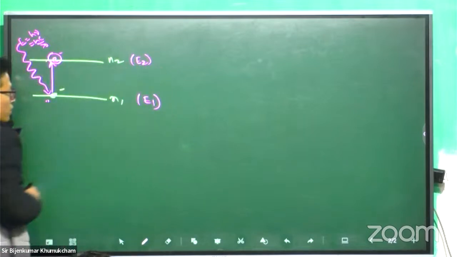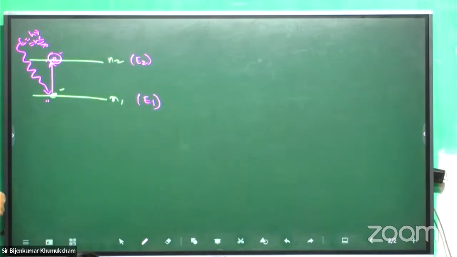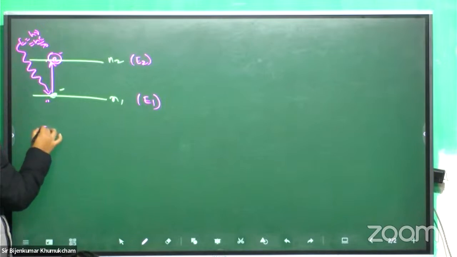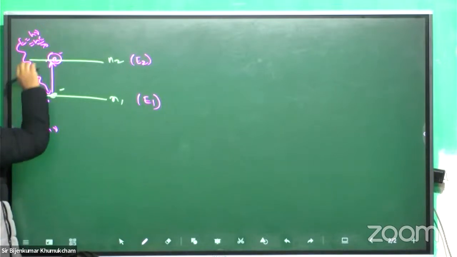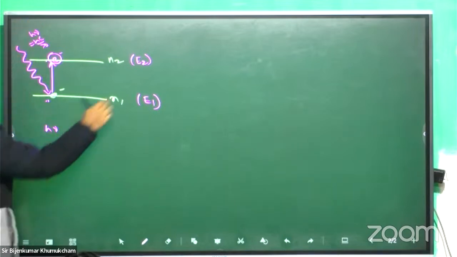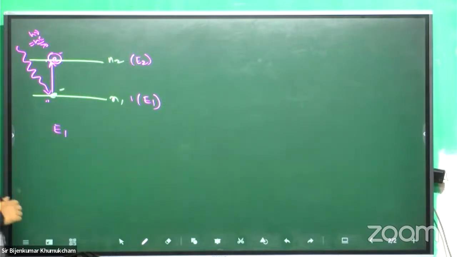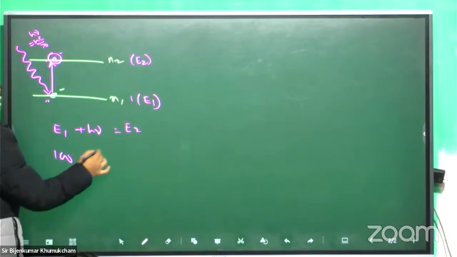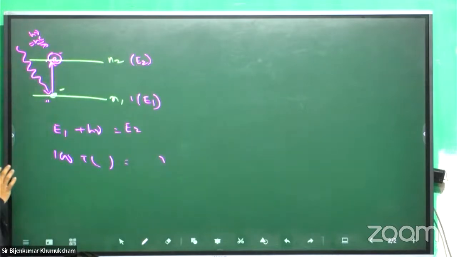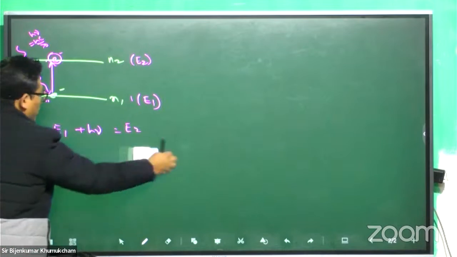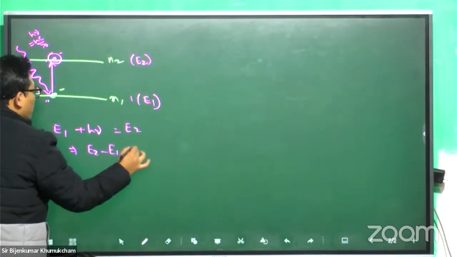Which one will have the higher energy? E2 is greater than E1. So the electron absorbs energy to go up. It is a simple energy conservation logic. Initially I had E1, now I gain energy and reach E2. So the energy absorbed is E2 minus E1.